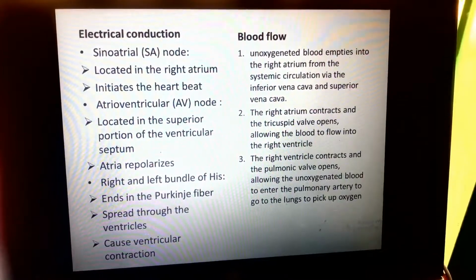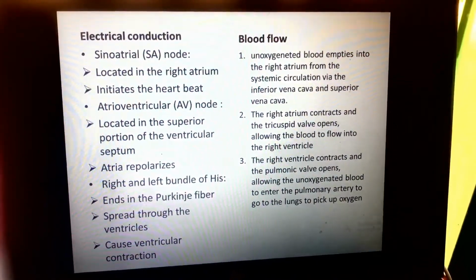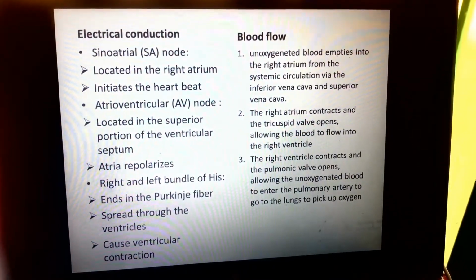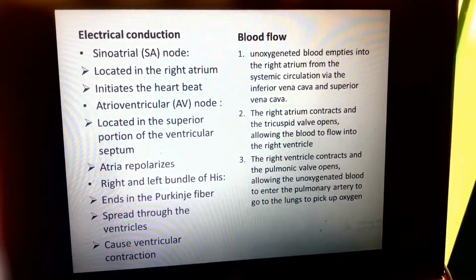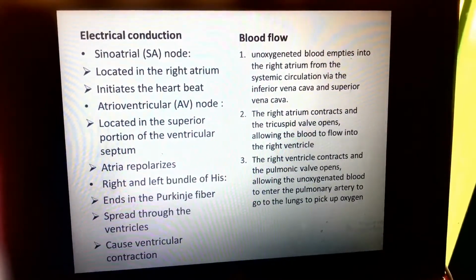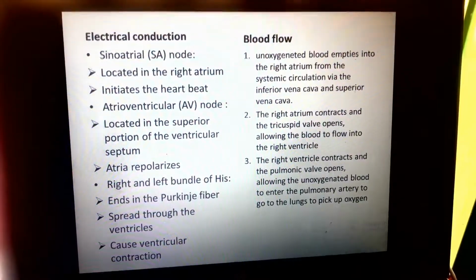Then the right atrium contracts and the tricuspid valve opens, allowing the blood to flow into the right ventricle. The right ventricle contracts and the pulmonic valve opens, allowing the unoxygenated blood to enter the pulmonary artery to go to the lungs to pick up oxygen.